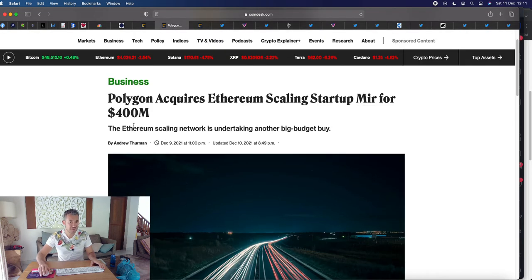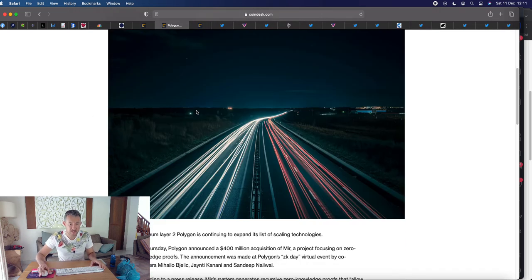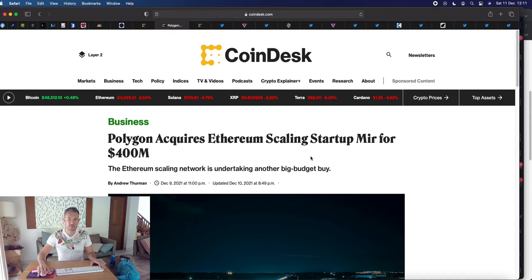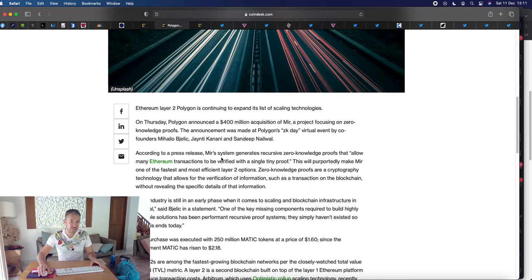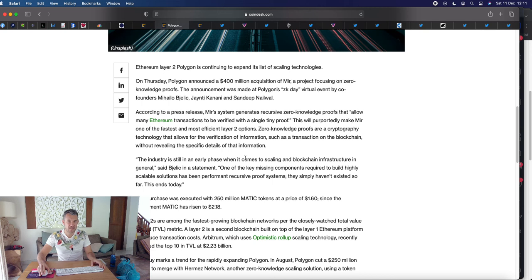Polygon, I was expecting more from them this week with their conference, ZK Day. But their big announcement was that they were buying another scaling startup called Mir for $400 million paid in Polygon's tokens. And this is a zero knowledge proof. So it's another way of them effectively scaling Ethereum with their sidechain. So this is the second acquisition they've made in this space.